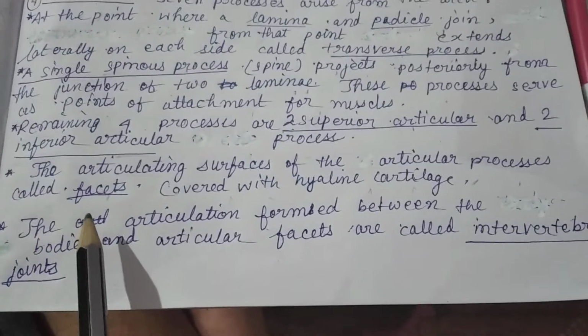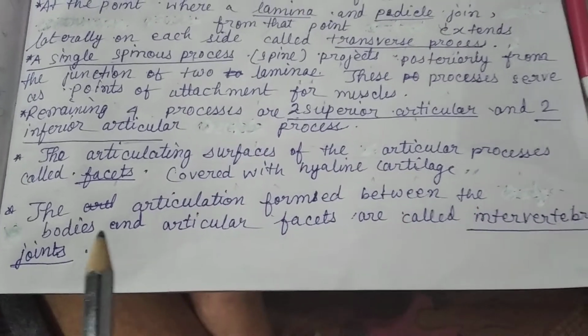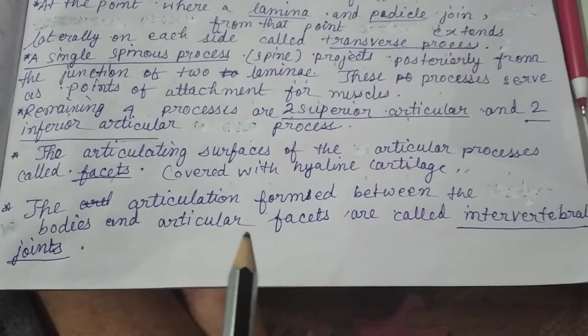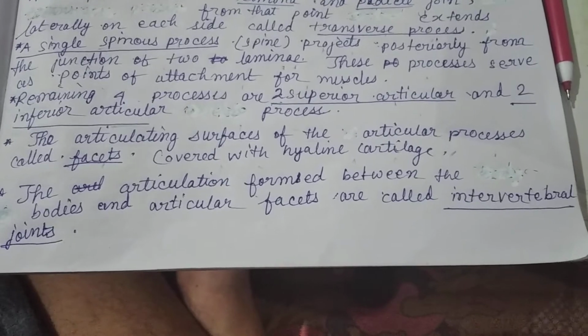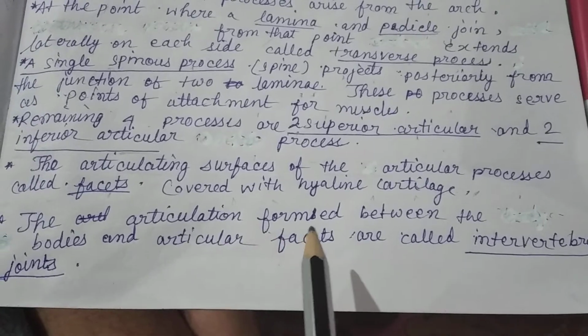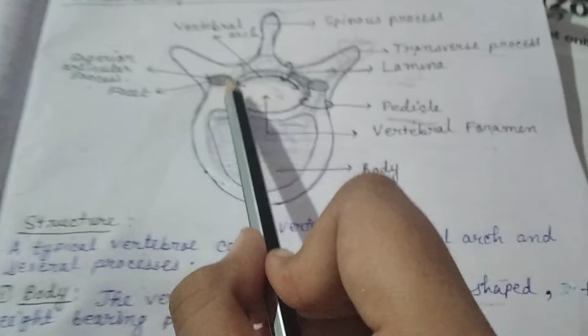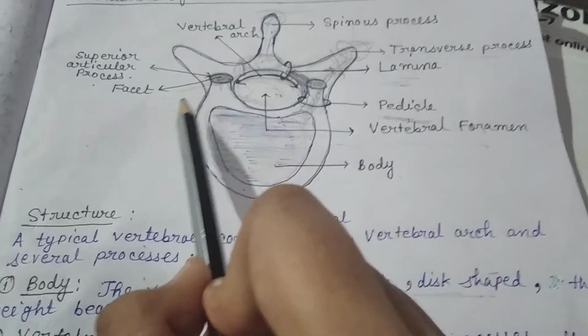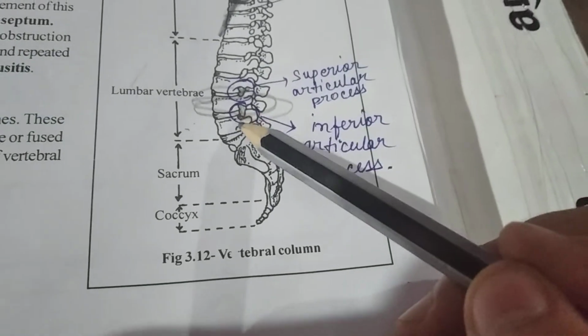At last, we will learn the articulation formed between the bodies and articular facets, called intervertebral joints. The articulation means joints formed between the bodies. What is the body? This is the body. And what are the facets? These two are the facets. This is the superior articular facet, and we have shown the inferior articular processes.